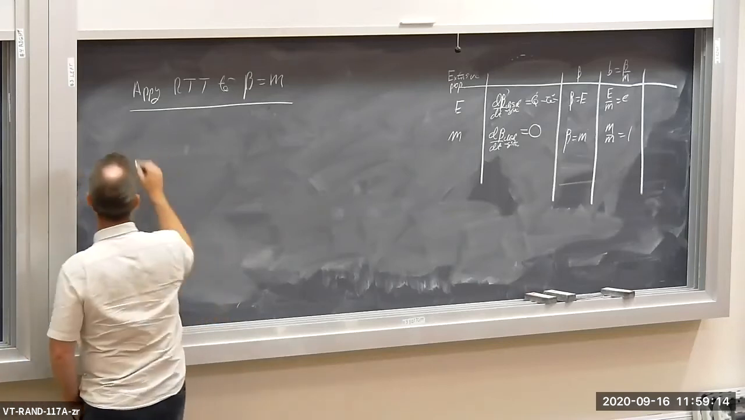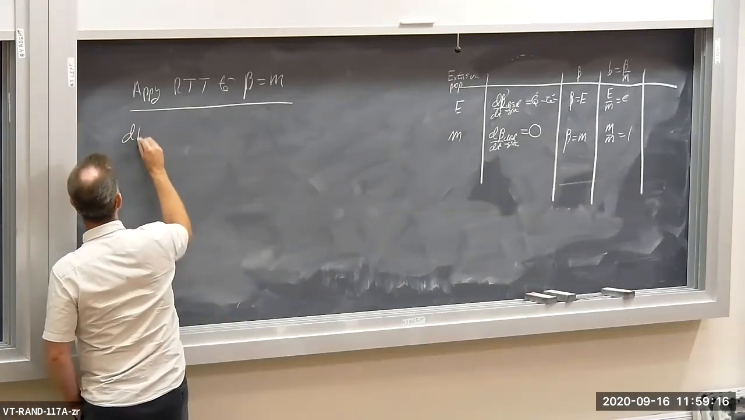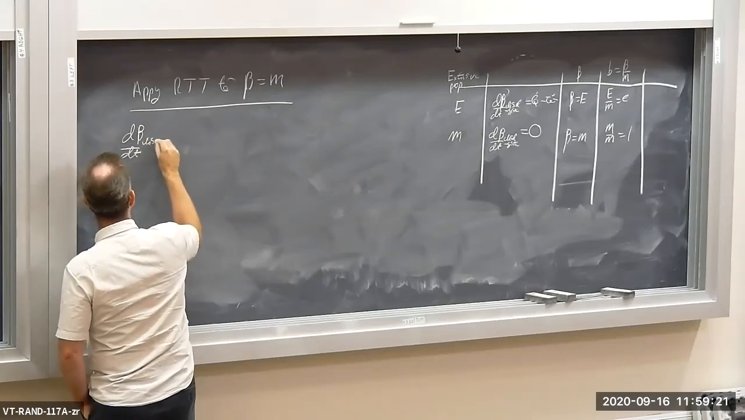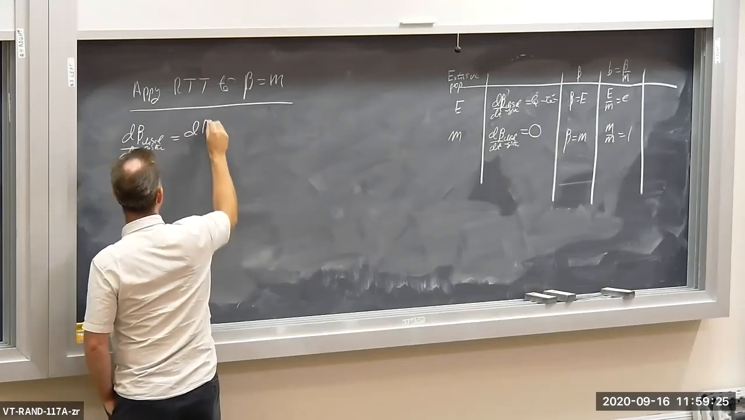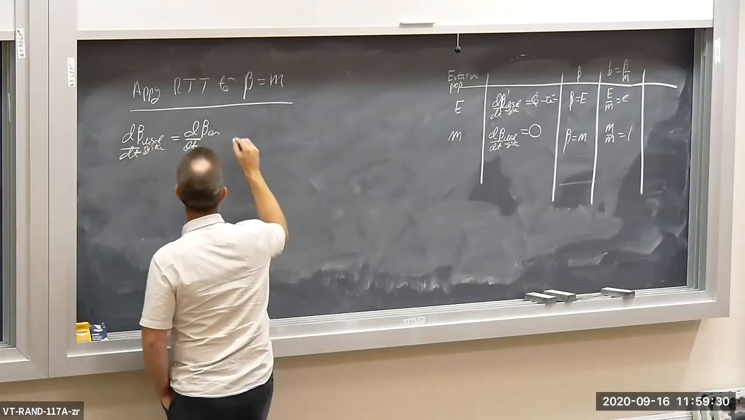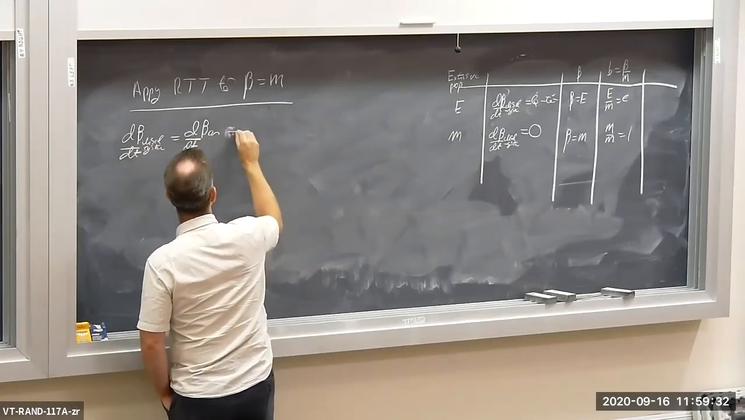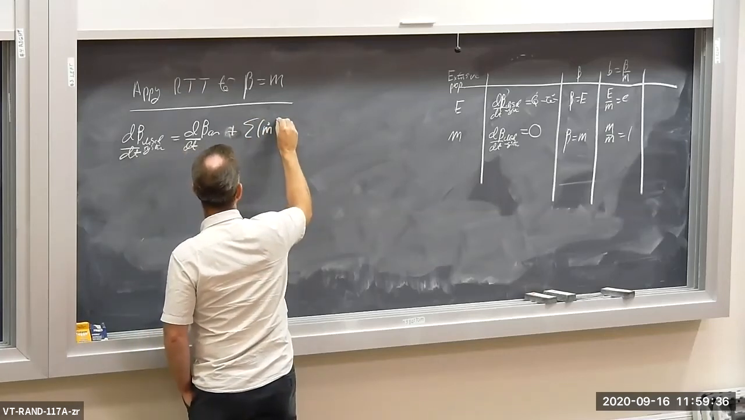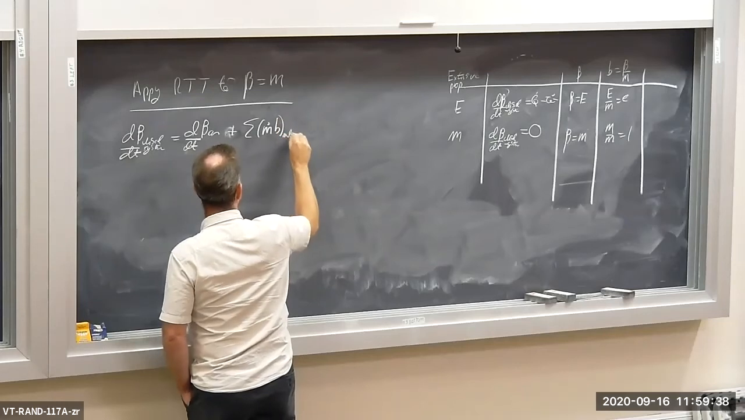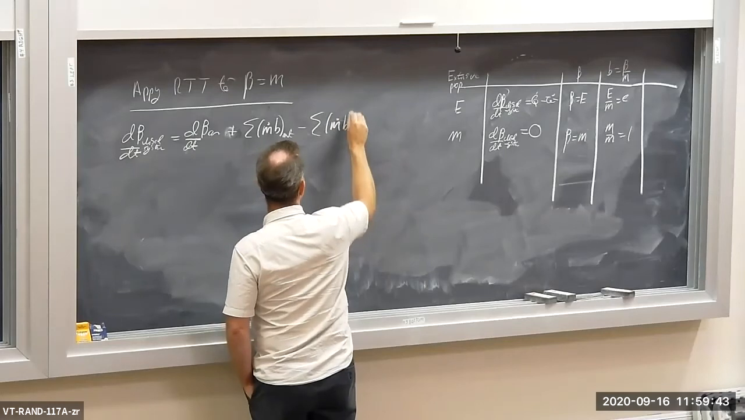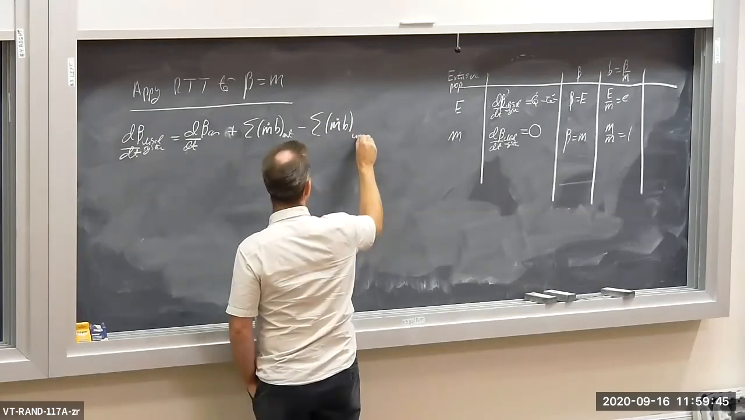So let me write the equation down. Reynolds transport theorem: d beta dt, and that's for the closed system, is equal to d beta dt for the control volume plus the sum of m dot beta out minus the sum of m dot, beta per unit mass, in.